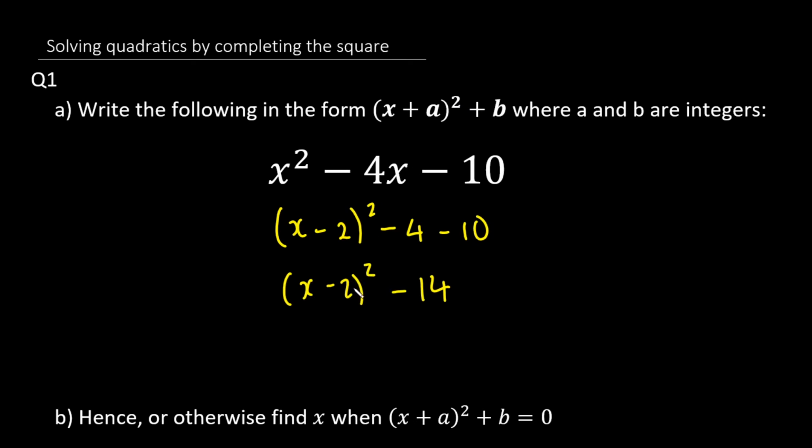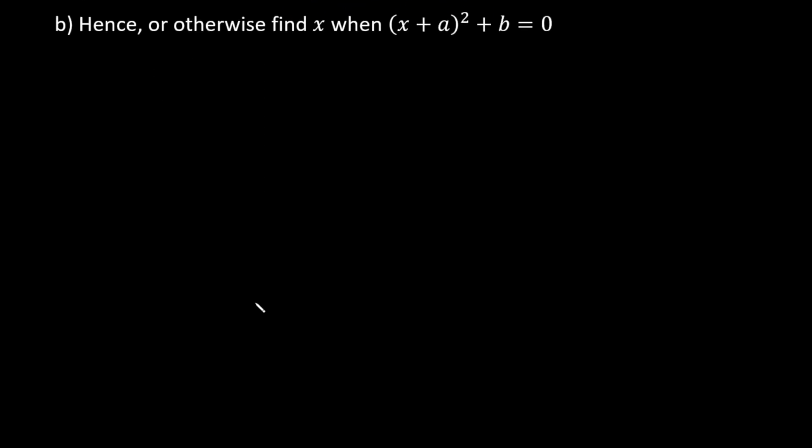Now, if you're thinking, well, hang on a second, this is a minus 2 and a minus 14, whereas in the question they're asking for pluses. This is perfectly normal. You can have negative numbers in place for a and b. They've told us that a and b are integers, which means that they can be positive or negative as long as they're whole numbers. Okay, let's move on to part b.